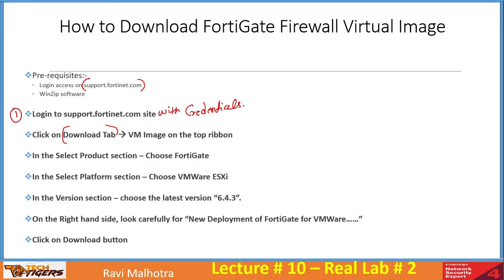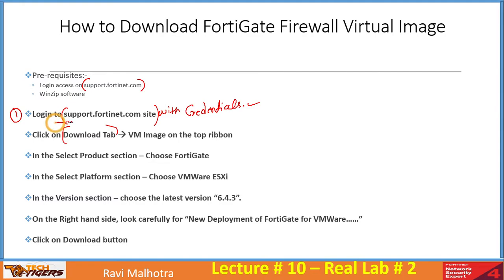The objective of this short lecture is how you can download FortiGate Firewall virtual images. That's the objective. There's a prerequisite. The prerequisite is that you must have a login to support.fortinet.com, either as a partner, a user, or a customer. And then you must have WinZip software installed on your laptop. So the first thing we need to do is log into support.fortinet.com with the credentials.